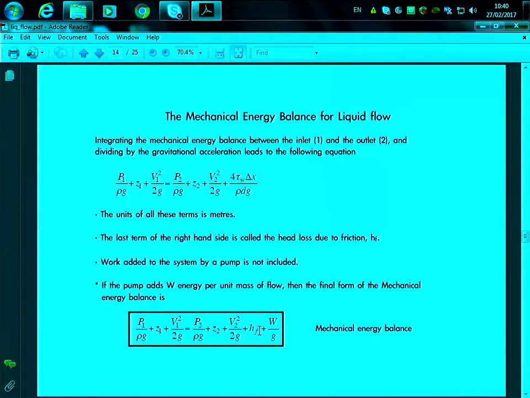So the work added by the system by a pump is not included in this equation. Here we're looking only at friction, and basically this will resemble the general equation. If we look at the work given into the system, then we can add the shaft work given into the system, again over gravity, because we want to express it in meters as well.